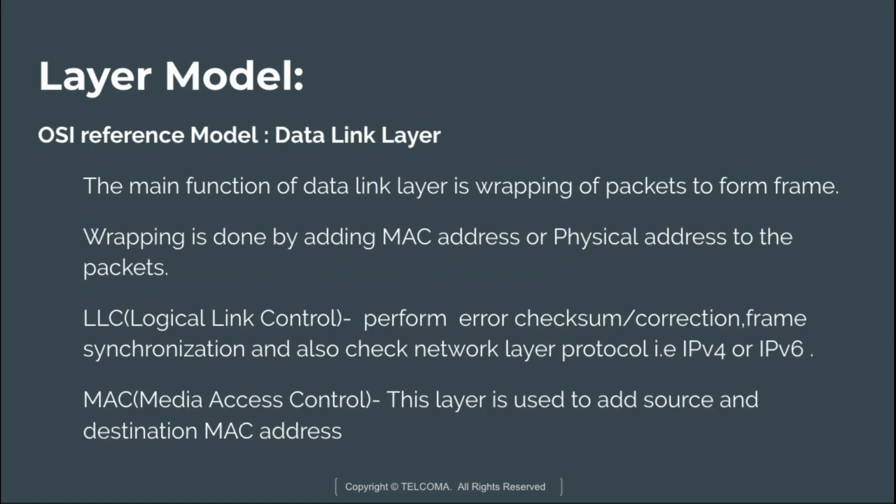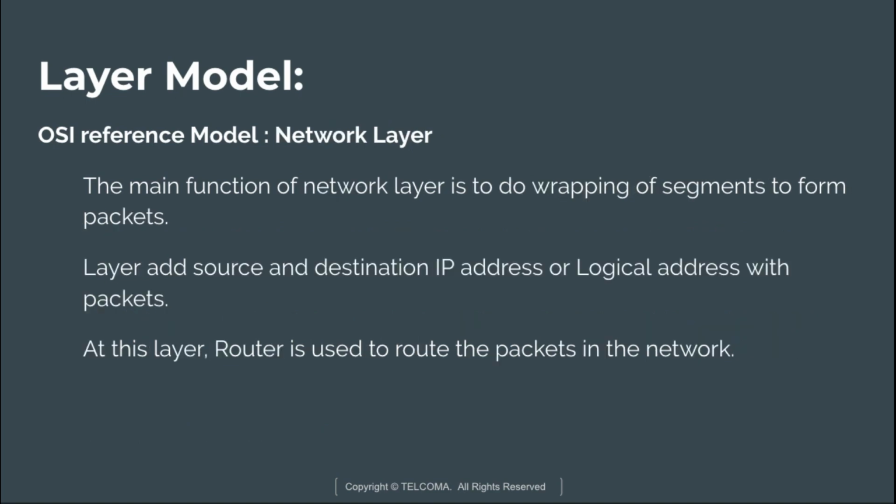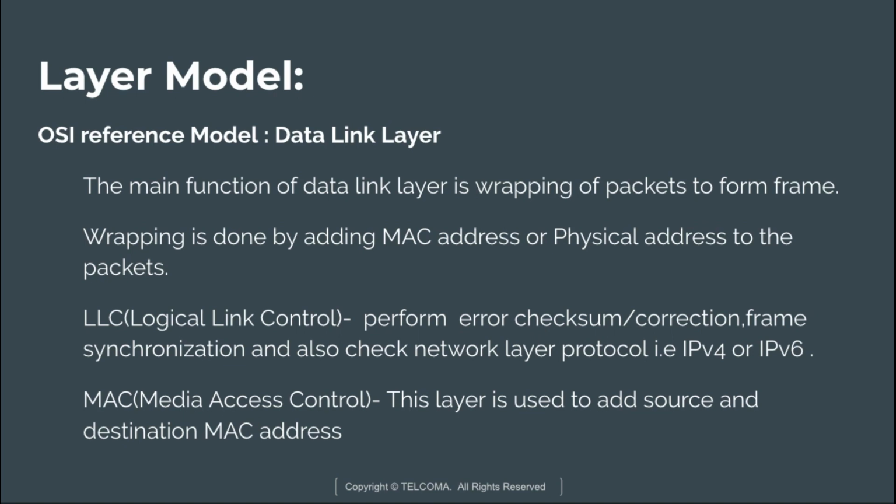The next layer is the data link layer. The main function of this data link layer is to wrap the packet to form the frame. So here the frame is formed, and wrapping is done by adding the MAC address, or the physical address, to the packet. So listen here. In the network layer, it will add the IP address and wrap the segments to form the packet. Whereas at the data link layer, the packets are wrapped to form the frame and MAC addresses are added to this frame. There are two sublayers in it: LLC, that is logical link control, and the other one is MAC, that is media access control.